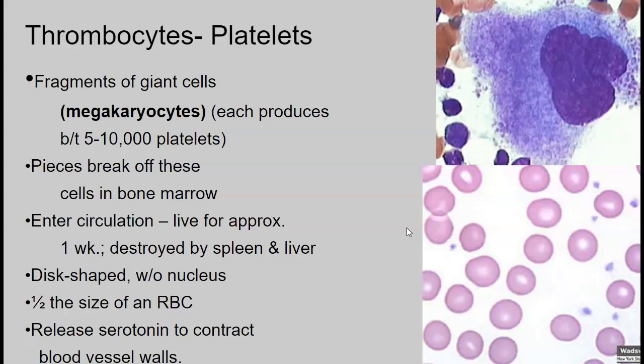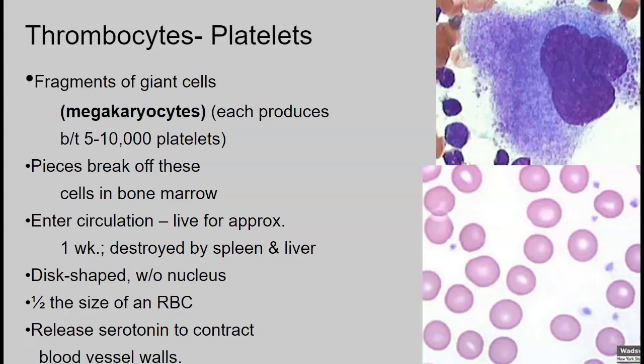Now, one thing they do, a couple things that are pretty cool. One thing they do is they release serotonin. And serotonin, we talked a little bit about before. It's a neurotransmitter, and that's one of the ones that make you feel happy. But out in your body, it actually does something very different. Serotonin acts as a hormone, and it actually causes your blood vessel walls to contract.